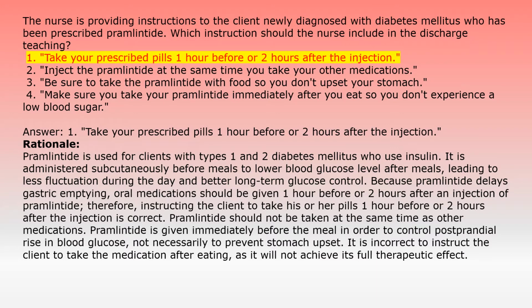Because pramlintide delays gastric emptying, oral medications should be given 1 hour before or 2 hours after an injection of pramlintide. Therefore, instructing the client to take his or her pills 1 hour before or 2 hours after the injection is correct. Pramlintide should not be taken at the same time as other medications. Pramlintide is given immediately before the meal in order to control postprandial rise in blood glucose, not necessarily to prevent stomach upset. It is incorrect to instruct the client to take the medication after eating, as it will not achieve its full therapeutic effect.